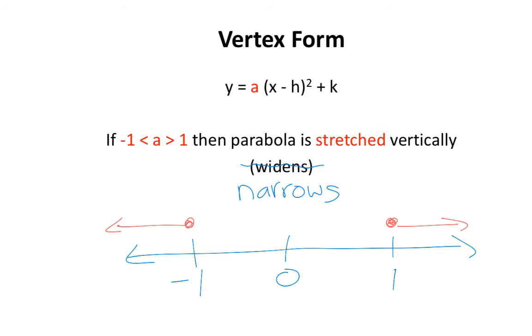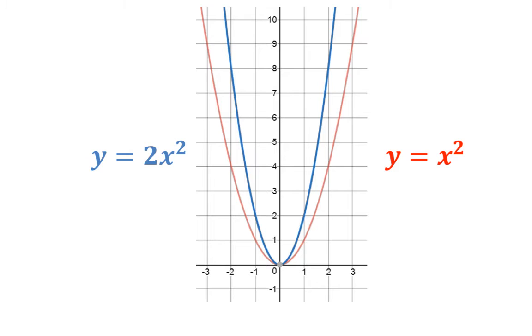In our graph, we have a red parabola as well as a blue parabola. For our blue parabola, you can see that the value of a is 2, which means a is greater than +1, which means the parabola is stretched vertically, which means it narrows.